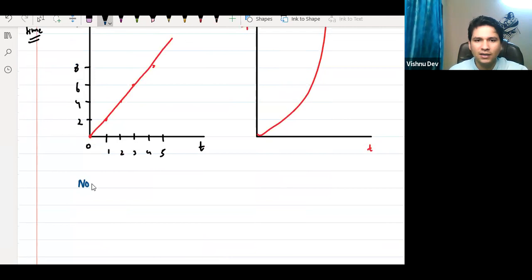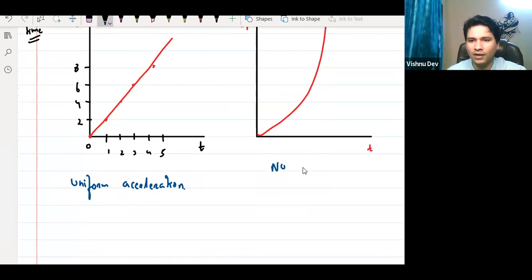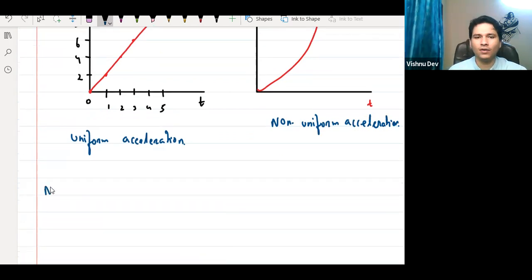This is acceleration, not speed. Do not get confused. This is uniform acceleration. Don't worry, we'll play lots of quizzes. All the concepts will be cleared. This is uniform acceleration. Very good, Gia. This is non-uniform acceleration. So I can say it's a non-uniform acceleration.